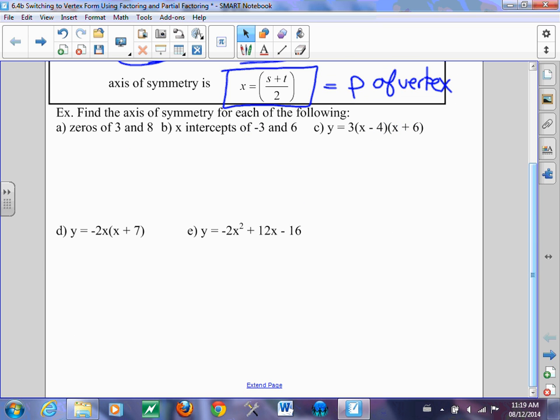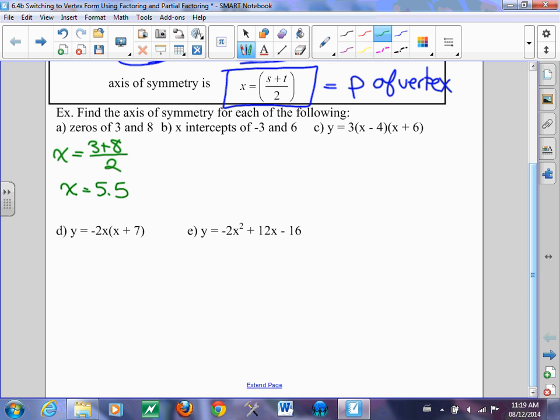It says find the axis of symmetry for each of the following. I've got zeros at 3 and 8, and they're already solved. So you go x equals s plus t over 2, so 3 plus 8, total them up first, then divide by 2. Plug it in your calculator and you get x equals 5.5. That's the axis of symmetry, which is also the p-value of your vertex.